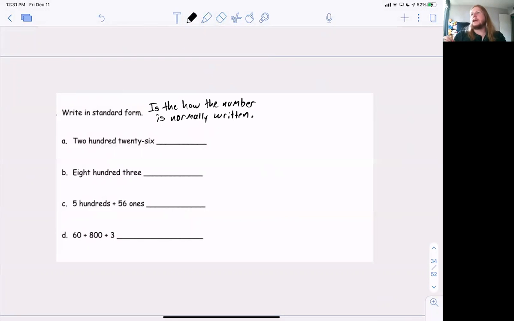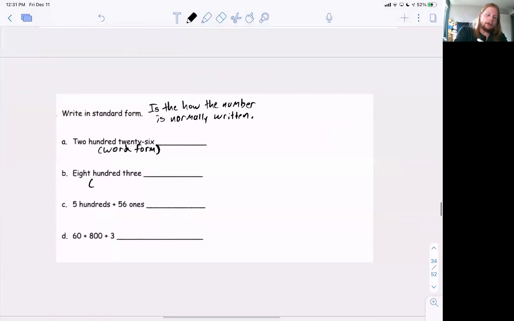So first thing I want to do is we're going to look at what each of these forms are. So A, this is called word form. This means that the number is completely written in its word form. This also applies to B. B is also in word form. Now C. C is in a form of unit form.